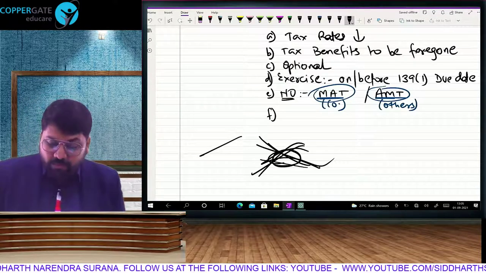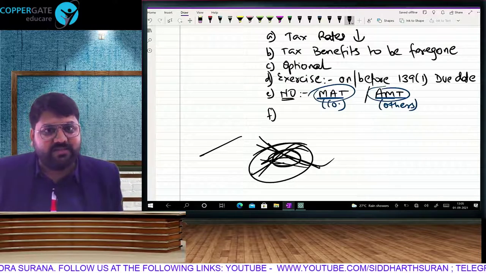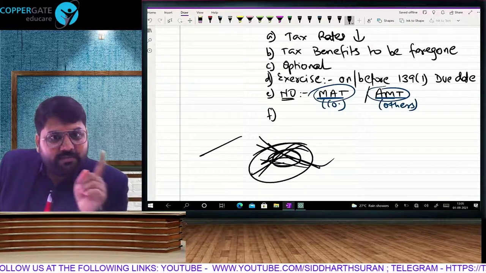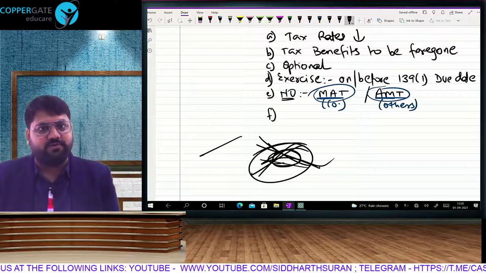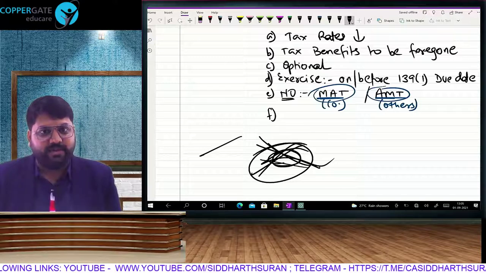Okay, let's assume MAT is lower. Then there is no real advantage, because anyways, MAT is not to be paid. If it is lower, then normal only has to be paid. But that overhead cost will still be saved, no? That professional fee that you will pay to a CA to make the report.